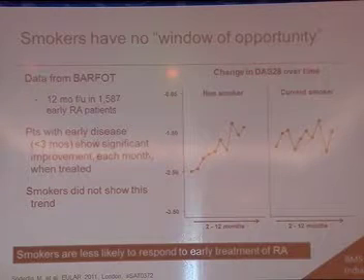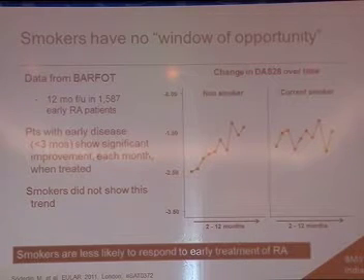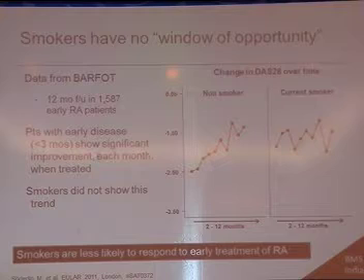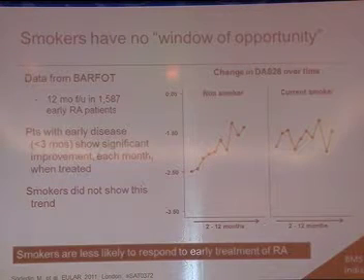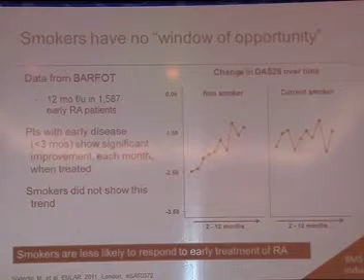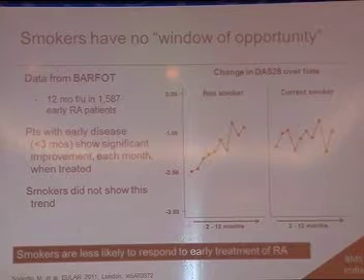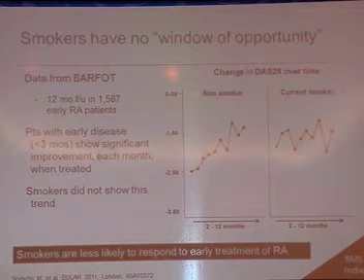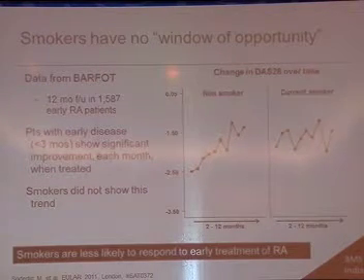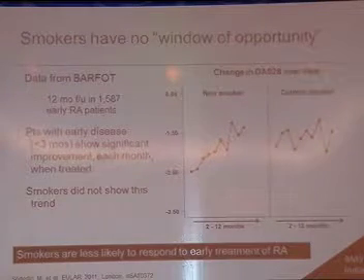Now, this is an important one. Smokers have no window of opportunity. This is data from Barfoot. Patients with early diagnosis disease, less than 3 months, show significant improvement each month when treated, but smokers don't show this trend. So, smokers are less likely to respond to early treatment of RA.